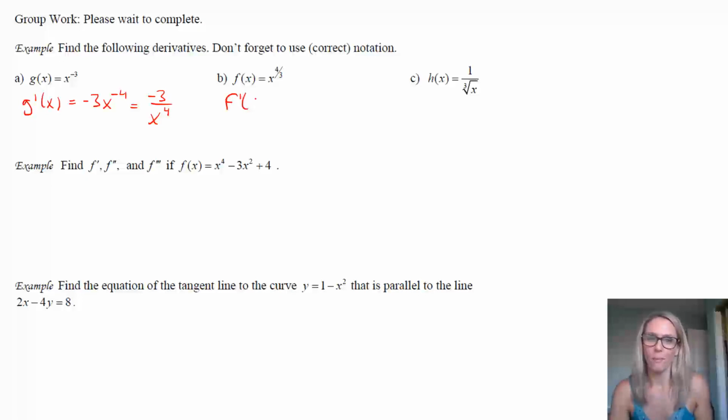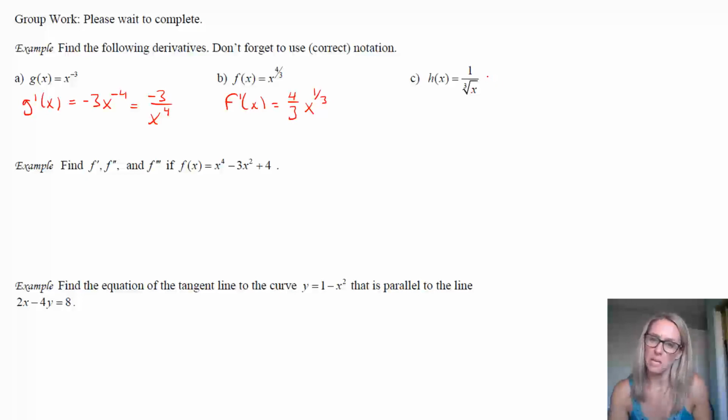For the second one, f prime of x, we're going to bring down that 4/3 x. We're going to subtract 1, so subtract 3 over 3. We're going to be left with 1 over 3 as the exponent. Still a positive number, so that's all we need to do.